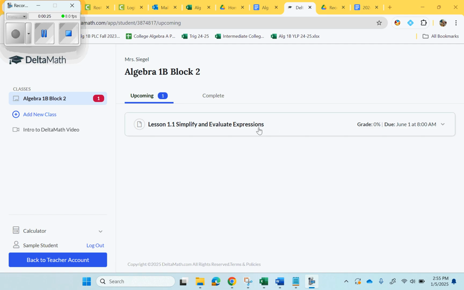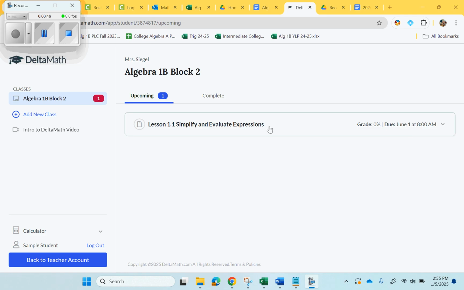Before we get into the assignment, the first thing that I want to show you is right here, this due date. So it's not actually due on June 1st. I don't like to put a due date in Delta Math. This assignment will just be due when we come back to school. And I'll explain how homework assignments are put in and everything when we come back and we can talk in person.